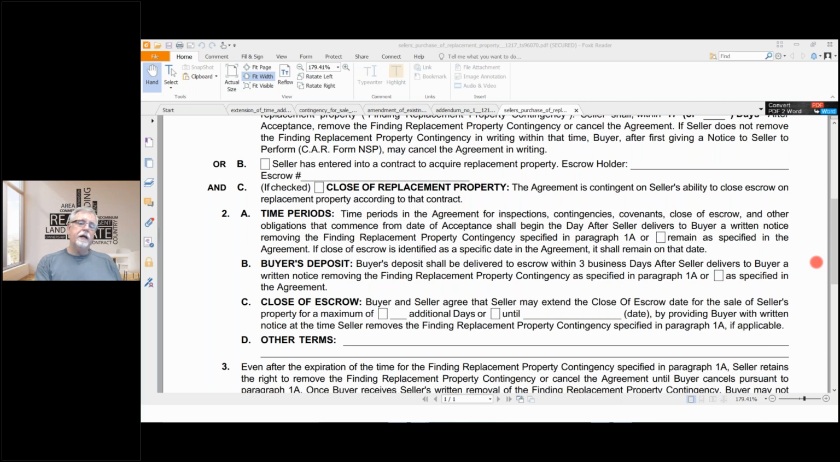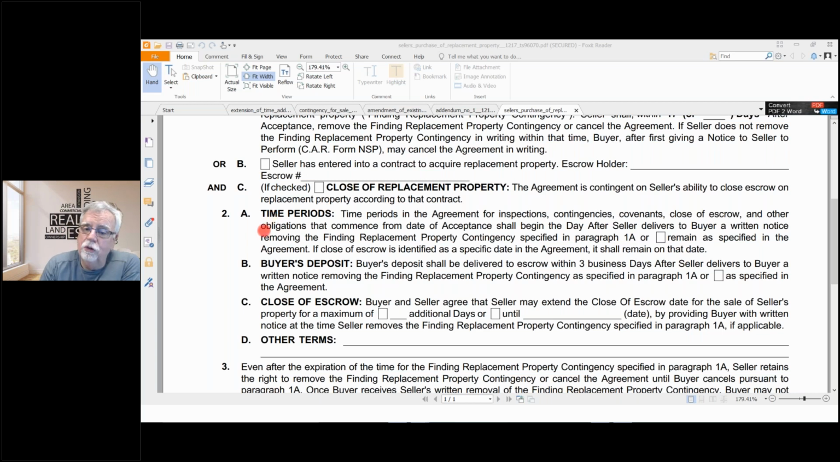Now, if you're the buyer on this property, and let's say they had 60 days to find the replacement property, do you want to put your deposit into escrow, knowing that if they don't find a property in 60 days, they just cancel the contract and you start all over? Do you want to pay $1,400, $1,600 to have all the inspections done, just to have the seller say, oh, I didn't find a replacement property, so the deal's off? Probably not. So what are the options?